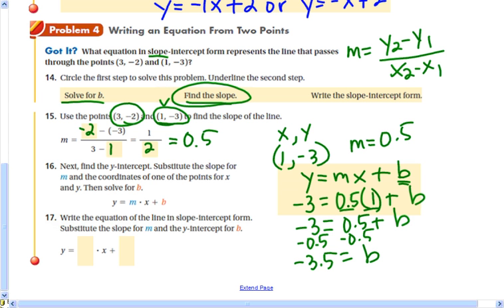So I have everything I need now, my y-intercept and my slope. I put my slope right here, 0.5x, and my y-intercept is -3.5. I would actually write it a little simpler than that, 0.5x minus 3.5 instead of plus -3.5. All right?